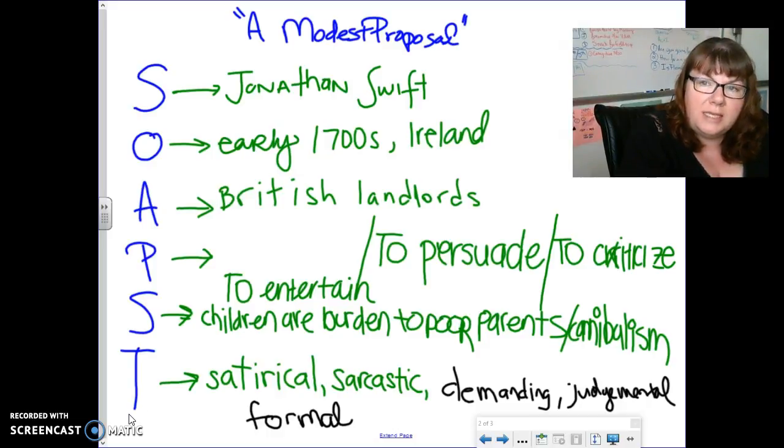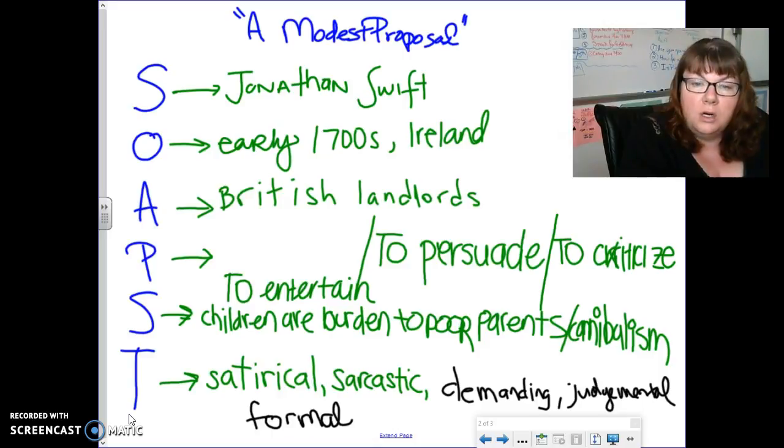The audience, which is the A, is specifically the British landlords that are causing all of the problems within Parliament and within Ireland, causing the potato famine and the idea of what's taking place. So when Jonathan Swift writes this and gives this, he has them in mind with the occasion of what's going to happen as well as the audience.